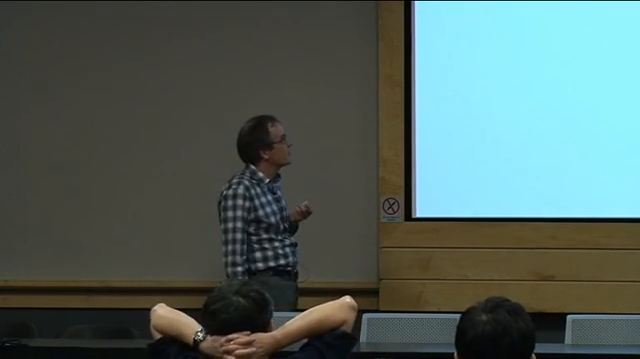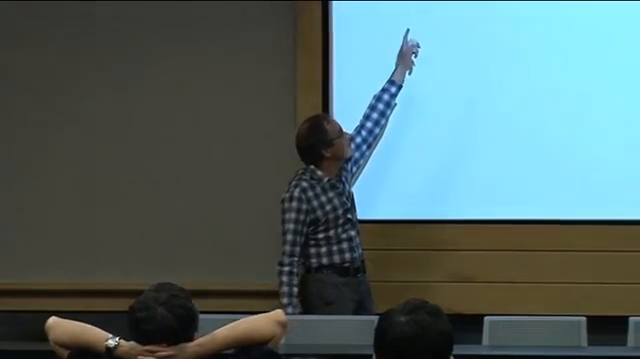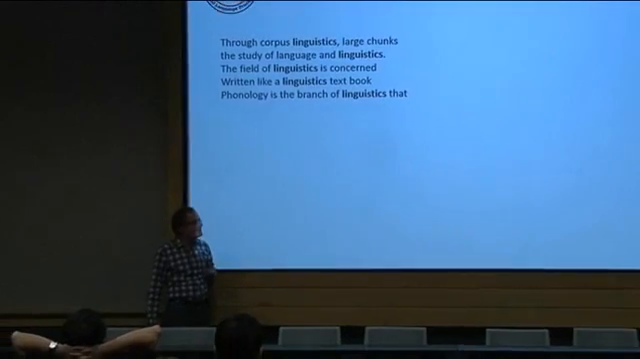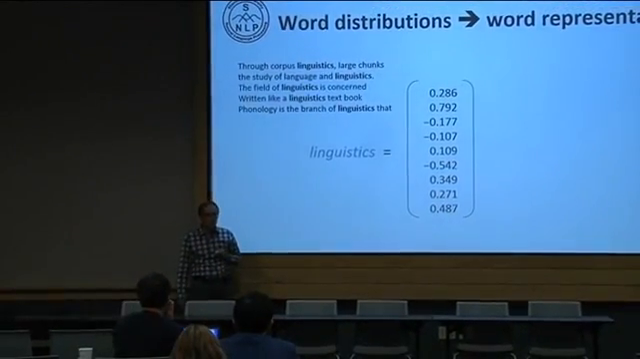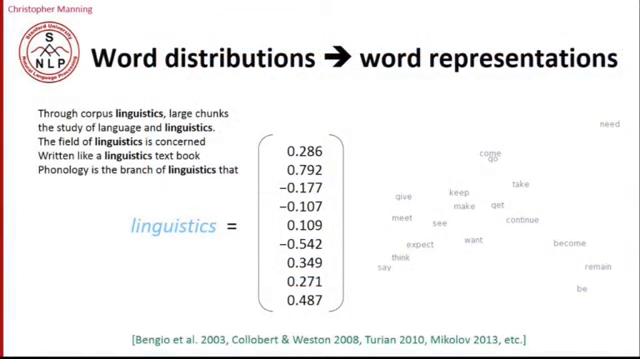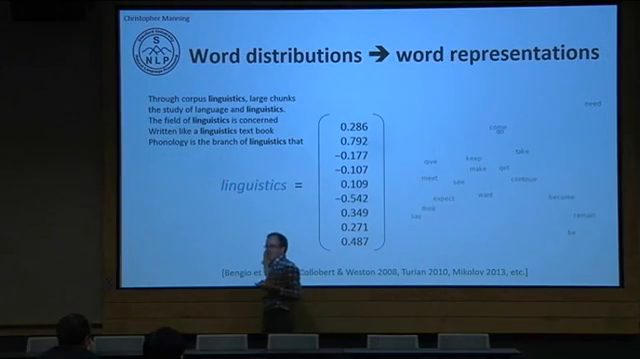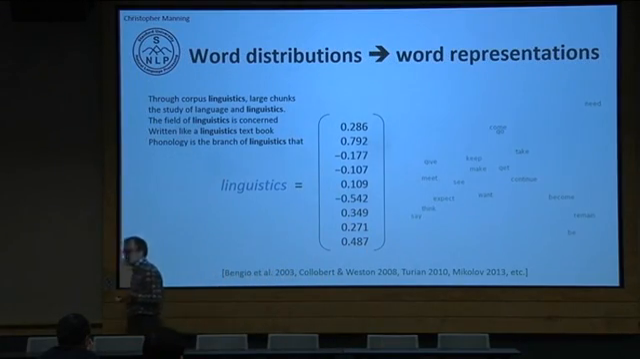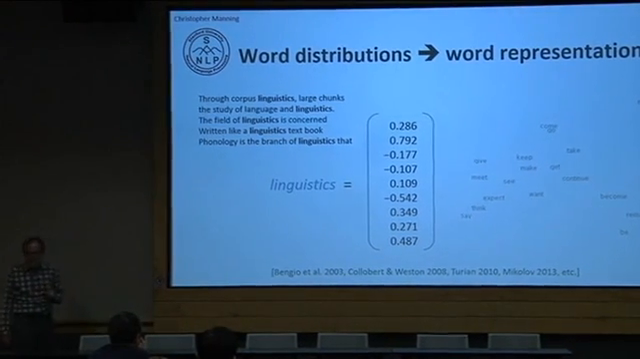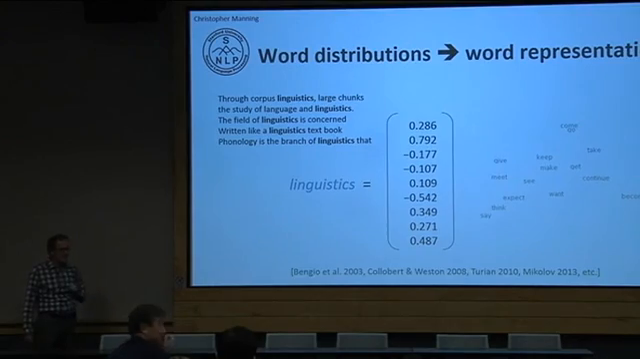And the primary method by which that has been done is to use word distributions. So here we have the word linguistics showing some contexts in which it appears, and we use those contexts to induce a dense vector-based representation of the word. And these models are very successful. If we take these kinds of models and look at the position of different words in a vector space representation, they do a very good job at capturing similarity relationships between words.